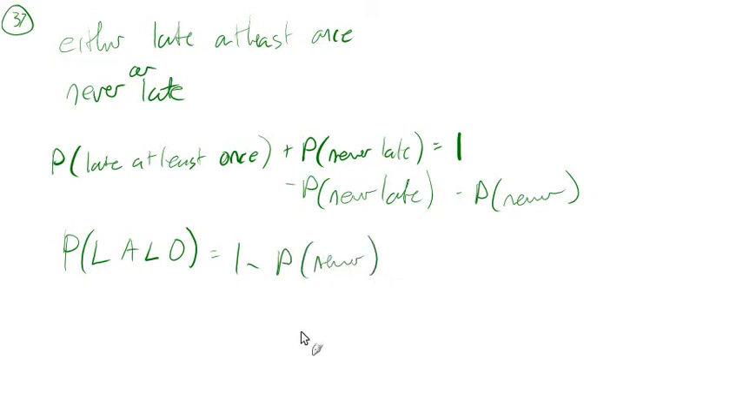The probability that it's never late, well, that means it's on time every day. It's punctual every day. Monday, Tuesday, Wednesday, Thursday, Friday, it's on time. What's the probability that it'll be on time? The probability that it will be late is 28%, so the probability that it'll be on time is 0.72. Or not 0.72%, but 0.72.